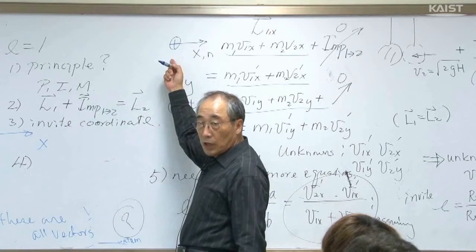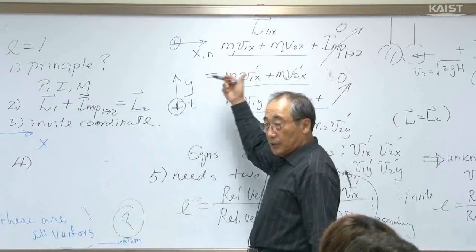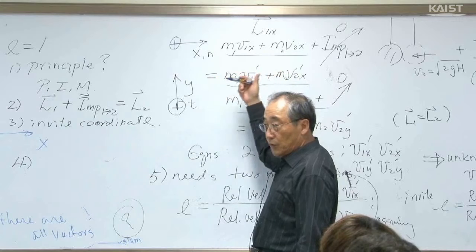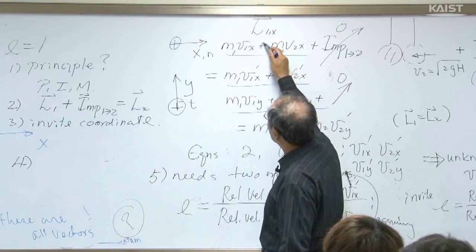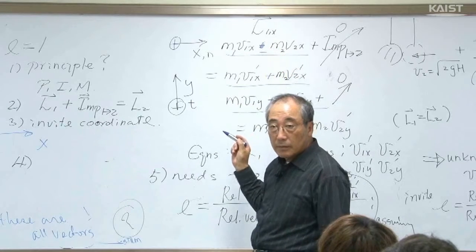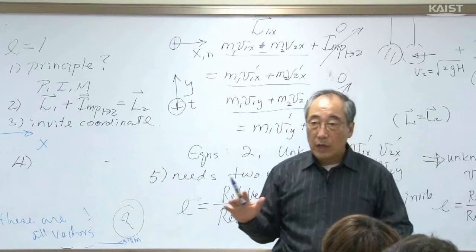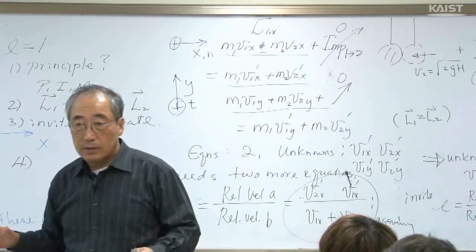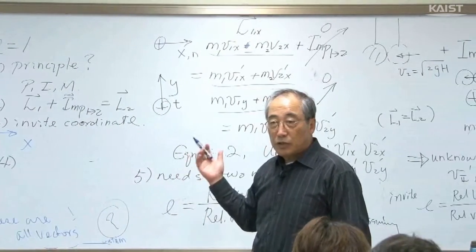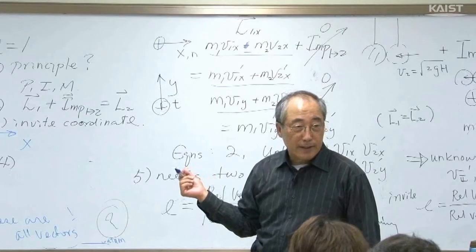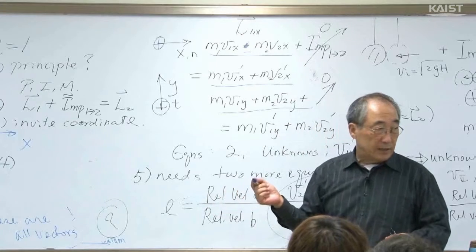This is the coordinate I selected. M1 V1x, because the assumed velocity is in this direction. Therefore, this has to be minus. Yeah, you are correct. But I didn't offer any prize in this class. So, yes, you are right. I'm not saying everything I'm writing here is correct. I said at the beginning of this lecture, I will make many mistakes.